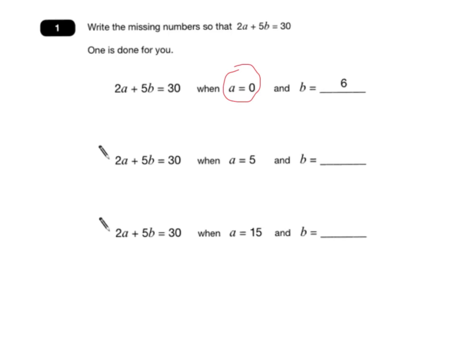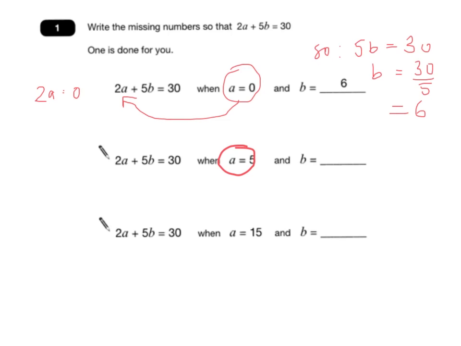So this question is all about using algebra and making sure that we handle it correctly. So in that first one that they've given you, if a is 0, well 2a is also 0, therefore we're just looking at 5b equals 30. Now in all algebra you must do the same to both sides. So if we're trying to find b, and we've got 5b, we need to divide both sides by 5. So we get b equals 30 over 5, and therefore b equals 6.